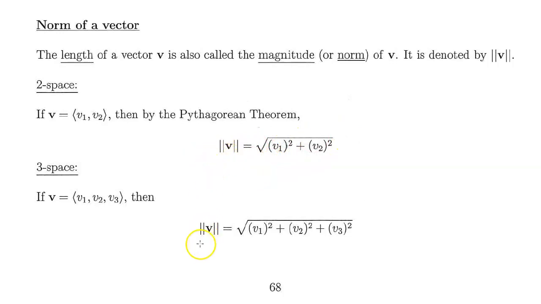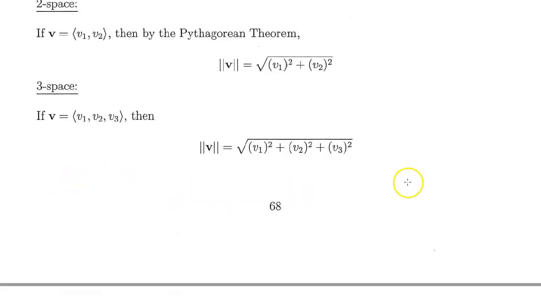And same thing in 3 space. Now, to see this, you'd have to use the Pythagorean theorem twice. But if v is the vector v1, v2, v3, then the norm of v is the square root of v1 squared plus v2 squared plus v3 squared.